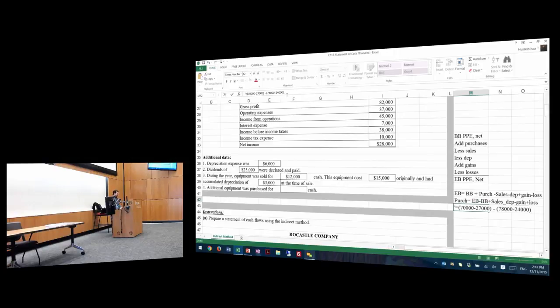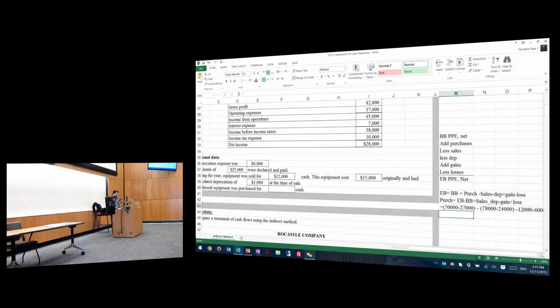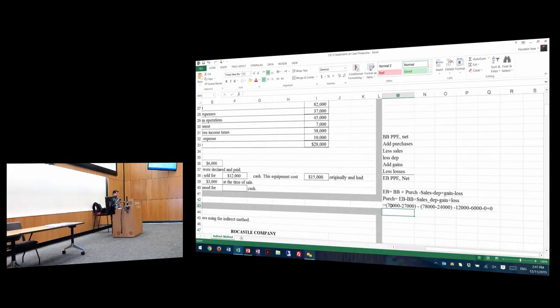And then what do we have? Sales. They told us that they sold it for 12,000 minus 12. Okay? Then minus depreciation, which is 6,000. Do you have gains or losses? Minus 0 plus 0. So this is the amount that it will be. Okay? Give me 1 second. So let's copy this one here.